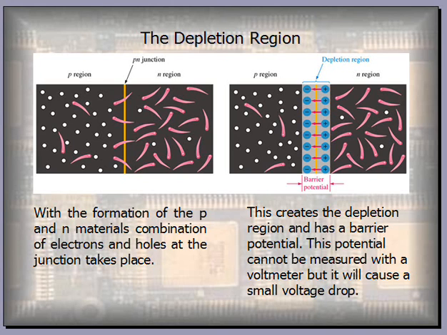With the formation of the P and N materials, combination of electrons and holes at the junction takes place. This creates the depletion region and has a barrier potential. This potential cannot be measured with a voltmeter, but it will cause a small voltage drop.